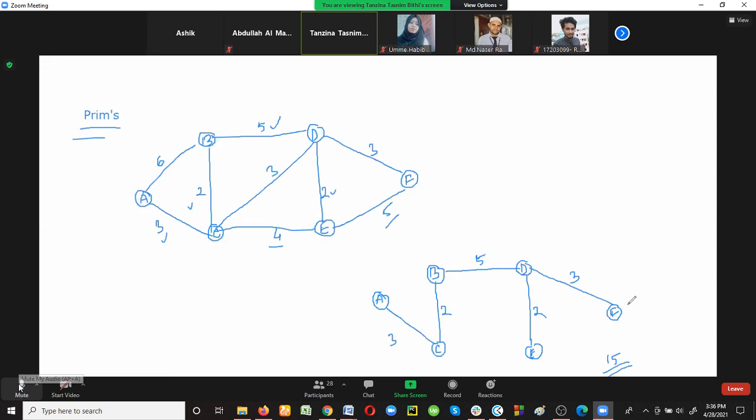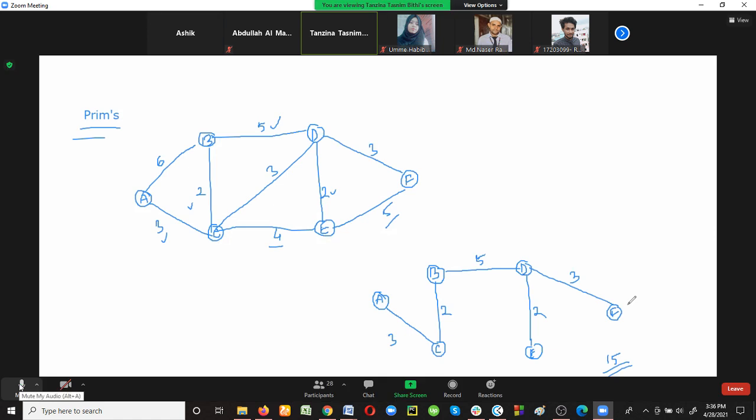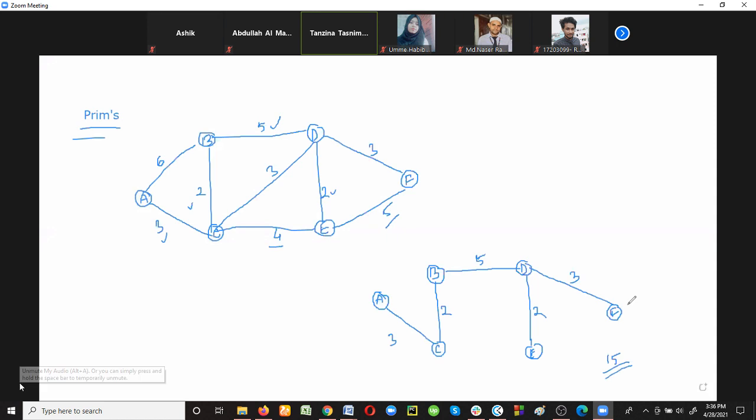Clear? Yes ma'am. And there was a question: when we are using Google Maps, is this algorithm used to find the destination in the shortest way? No, at that time we have to use a shortest path algorithm. We'll discuss those algorithms in our next class. So our next topic will be shortest path: how to apply Warshall's algorithm or Dijkstra's algorithm for finding the shortest path. Here, by using these 2 algorithms, we just created some spanning trees.